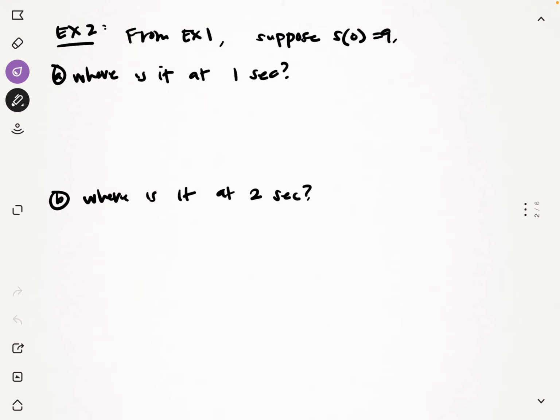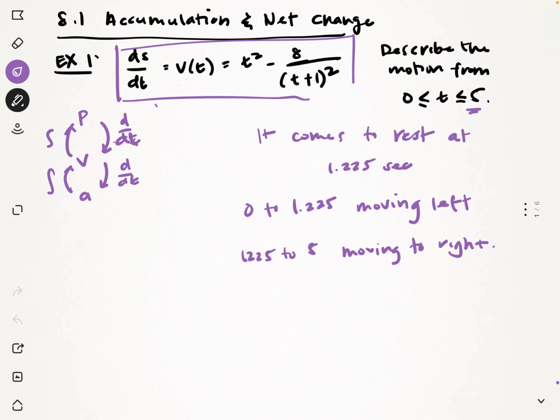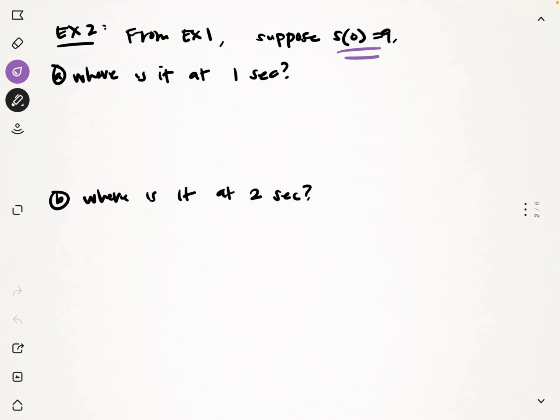Okay, example 2. From example 1, suppose s of 0 equals 9. So where is it at 1 second? Remember that we started with the differential equation. So this is ds that we started with. When they're referring to s, they're referring to the antiderivative of our function. We'll note here, this is the position function. Because we started off with ds/dt, which represents the velocity, the s is going to give us the position. So it's asking us, where is it at 1 second?